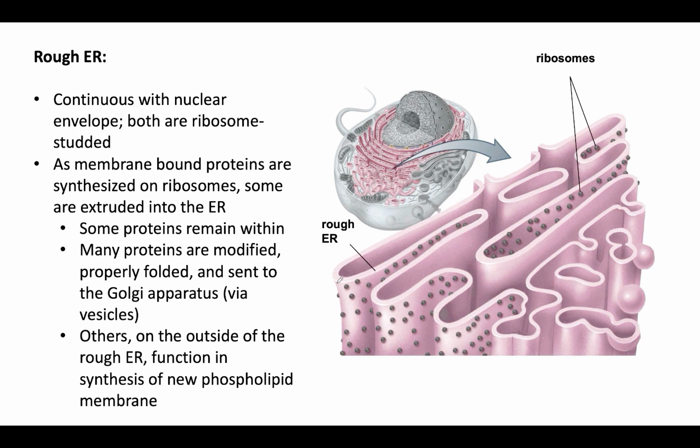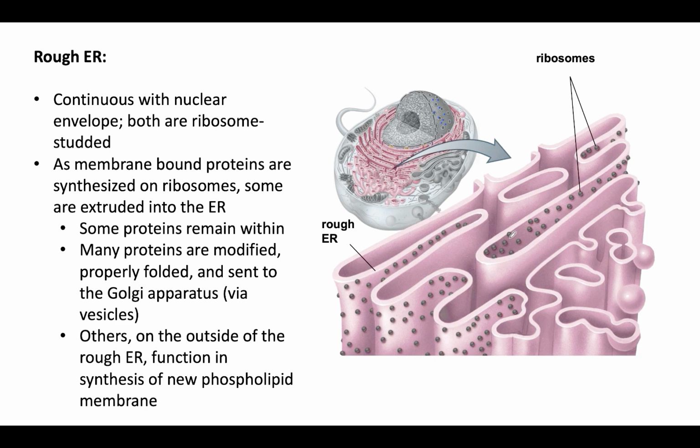In rough ER, here you can see ribosomes and a well-developed membrane. ER continues with the nuclear envelope. There are two layers of nuclear envelope. The outer nuclear envelope extends toward the cytoplasm and forms the endoplasmic reticulum. Rough ER is studded with ribosomes.